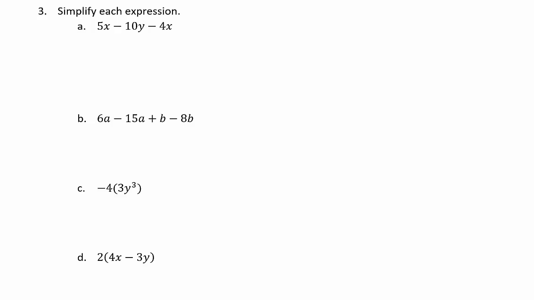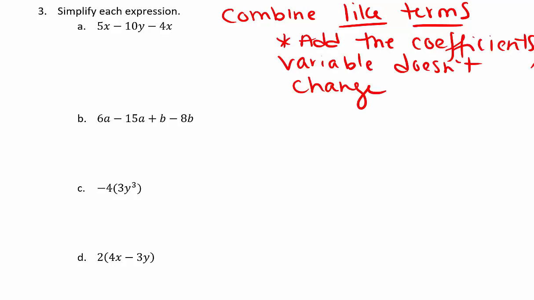Finally, the last thing I'd like to do with algebraic expressions is talk about simplifying them. If we have addition and subtraction in an expression, we can only combine like terms. That means we can only add things that have the same variable part. To combine like terms, we add the coefficients, and the variable part doesn't change.